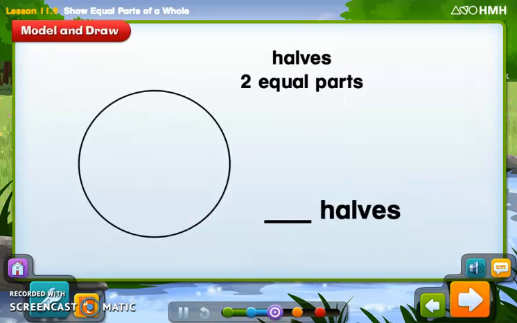Let's divide a shape to show equal parts of a whole. If you want to show halves on a shape, there will be two equal parts. How many halves does this circle have? All right, so this is something we talked about already, but two equal parts, right? So halves always means two equal parts. It has 2 halves.